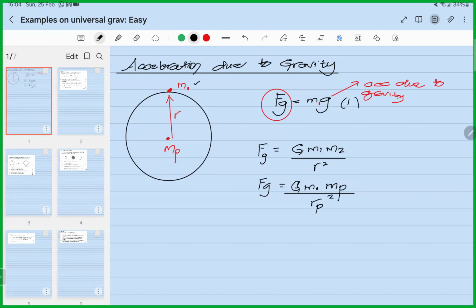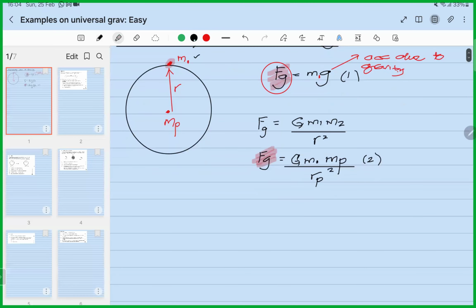Both these formulae represent the same thing. They both represent the gravitational force that this mass here experiences. So I can equate these two now. I'm going to get M1 g is equal to G M1 MP over RP squared. MP is the mass of the planet, RP is the radius of the planet squared.